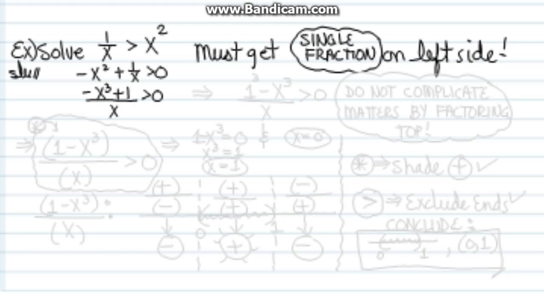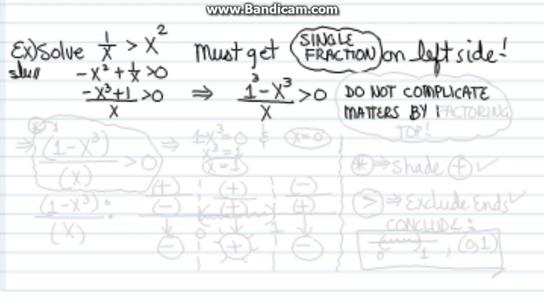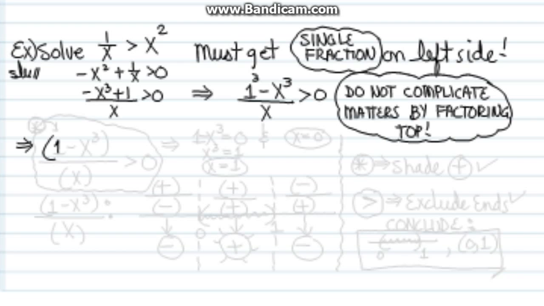I just decided to write it as the positive 1 first and then the minus x cubed second. So 1 minus x cubed over x is greater than 0. I'm not going to complicate matters by trying to factor the top. I think I'll just set the top equal to 0 and solve for the critical numbers. We're going to take my form 1 minus x cubed. I decided not to write the 1 as 1 cubed. I'll just write it as 1 minus x cubed, same value, over x is greater than 0.